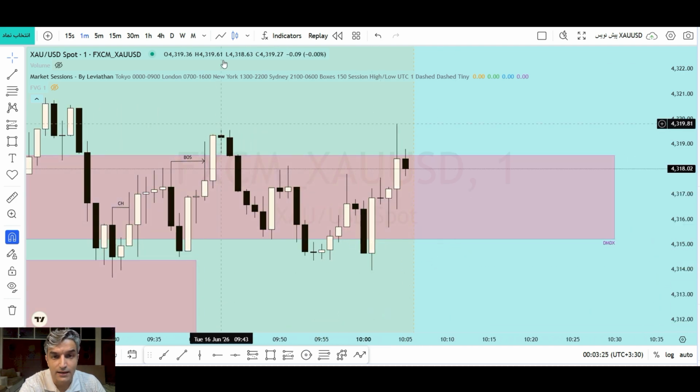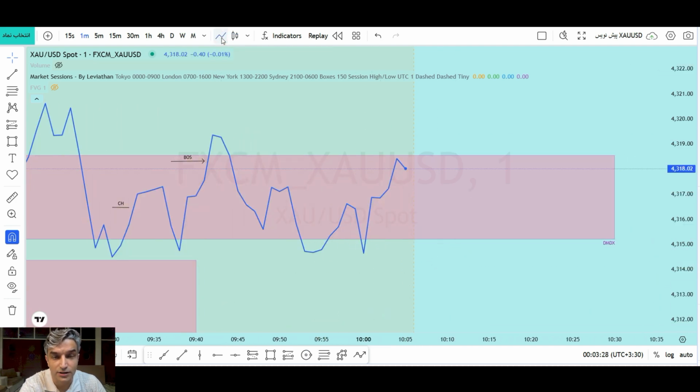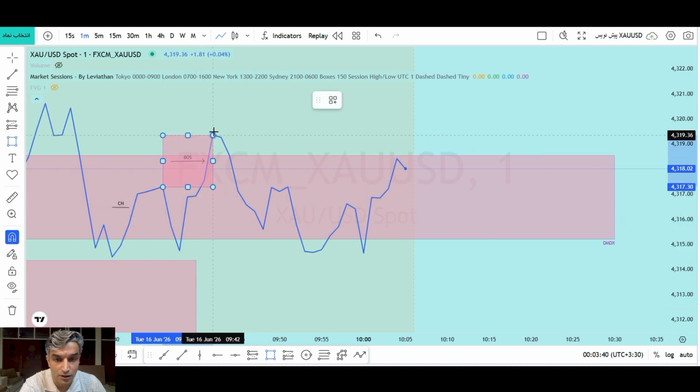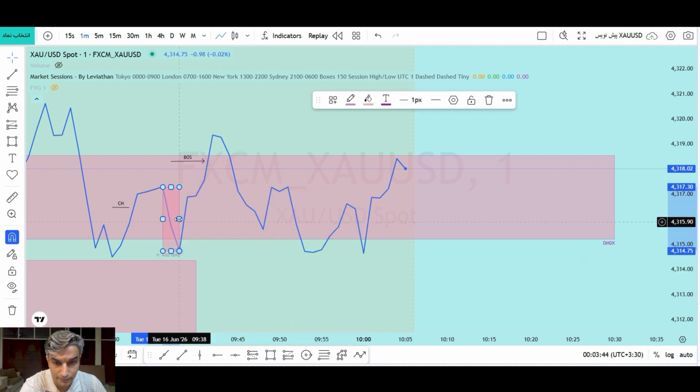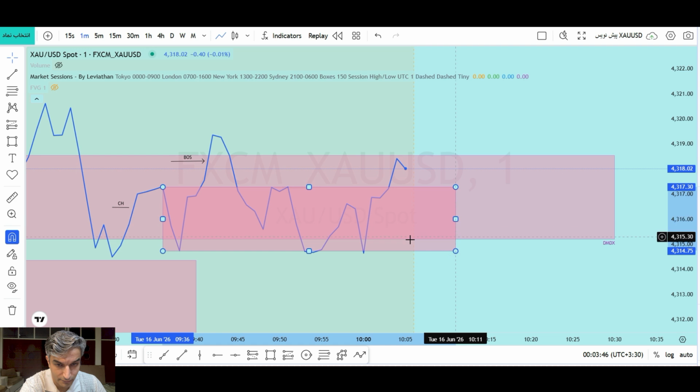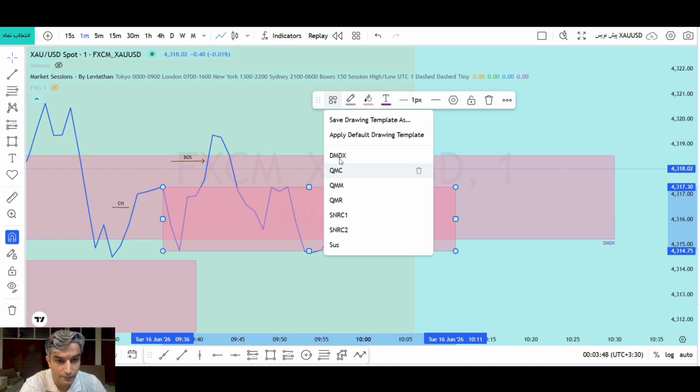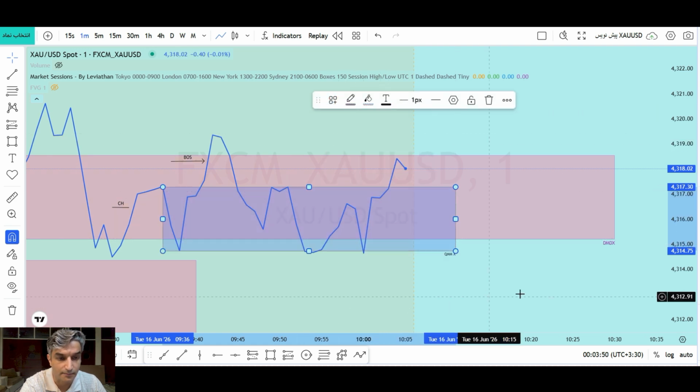Okay, let me change it to the line chart. As you see, this is our QMR, then this is our setup QMM. We have a high, low, higher high, lower low. QMM.